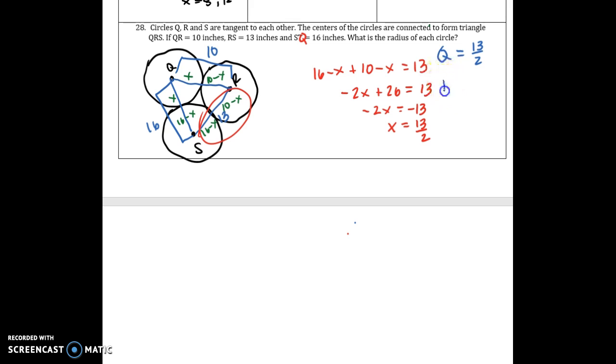Circle R would have a radius of 10 minus 13 over 2. And so 20 over 2 minus 13 over 2 makes 7 over 2. And then circle S would equal 16 minus 13 over 2. So 32 over 2 minus 13 over 2, that would make 19 over 2.